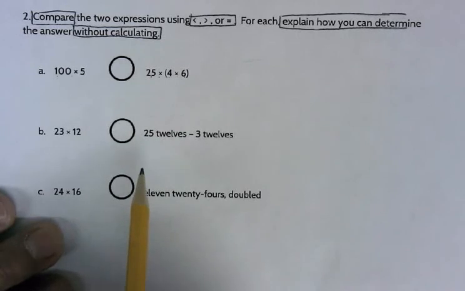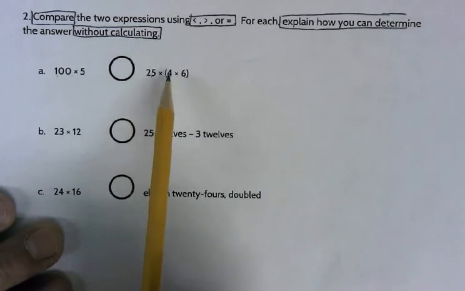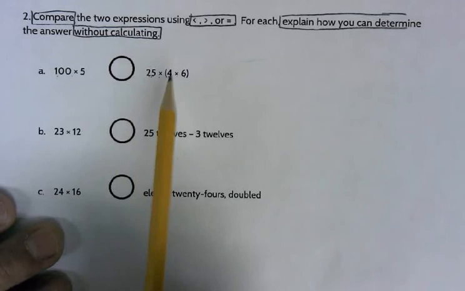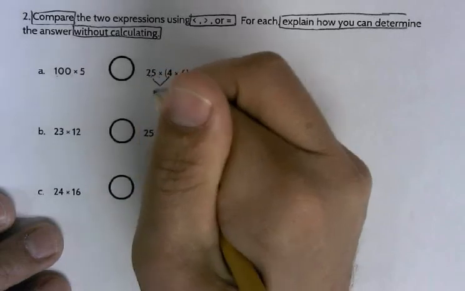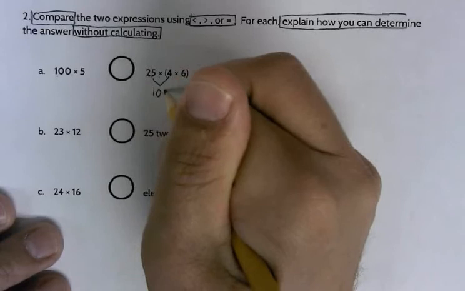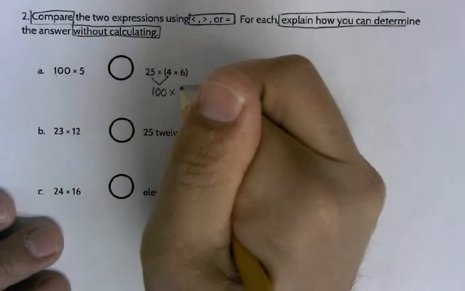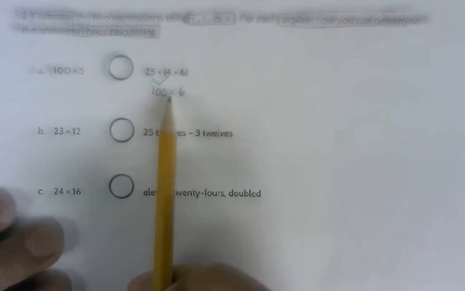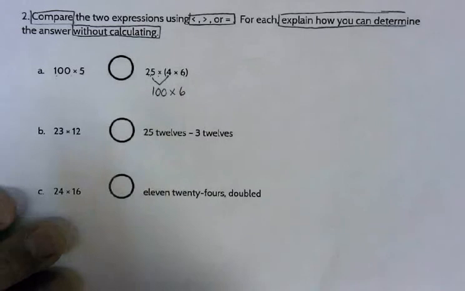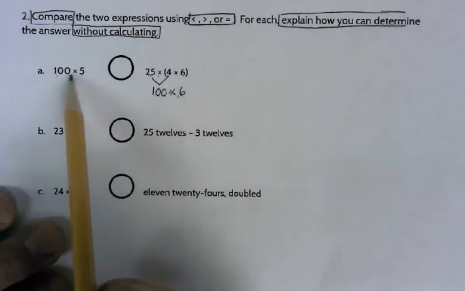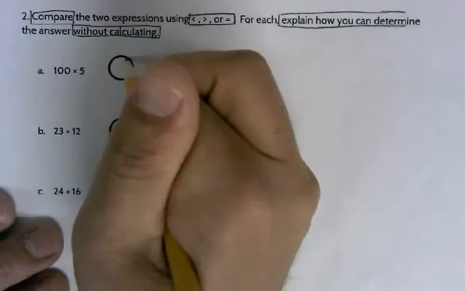If you notice that 25 times 4, or think of money, this is 25 cents, and you have 4 of them, that will give you $1, and $1 means 100. 25 times 4 would give you 100, and then you would multiply it by 6, and that would give you 600. So without even calculating, we did a little bit of math, and then we realized that this value is going to be bigger than 100 times 5. So we're going to put a little greater than symbol here.